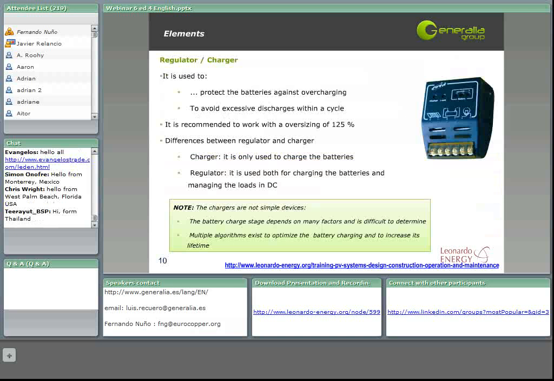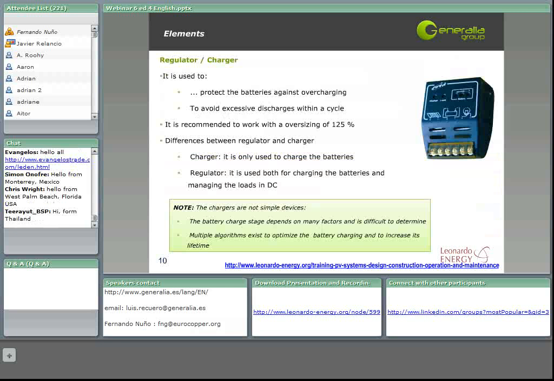Talking about the regulator, we can say that its main mission is to charge the batteries. It is important to make the difference between two types of devices, what is called a regulator and a charger. A charger is only used to charge the batteries. It doesn't regulate and stabilize the signal, but a regulator is used both for charging the batteries and also to produce a stable signal in order to be used by DC current devices.